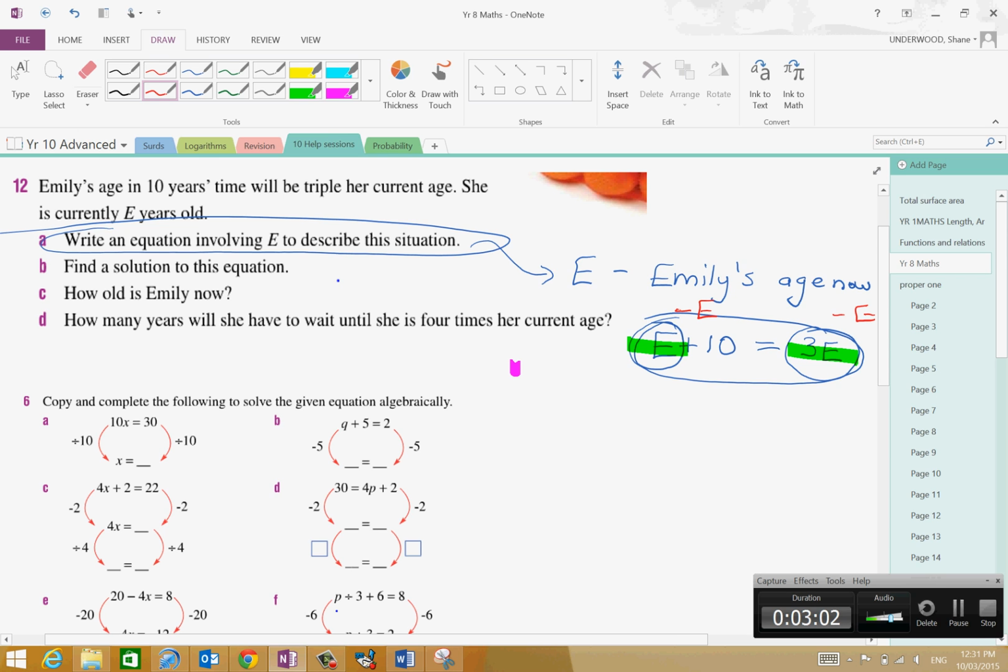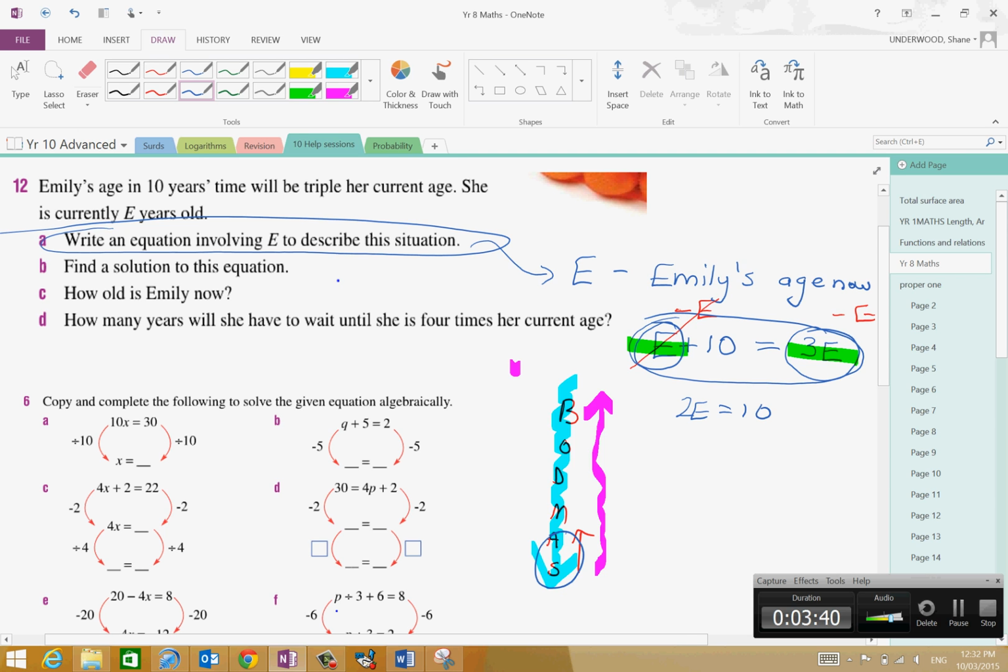What we're doing is we're using BODMAS. When we're evaluating, we're going down in this direction, but when we're solving equations, we're actually going up in this direction. So we've subtracted E from both sides. What that means is that E minus E is going to cancel out, and 3E take E is 2E. 2E is equal to 10. Now, we've taken care of the addition and subtraction. I've got 2E equals 10.